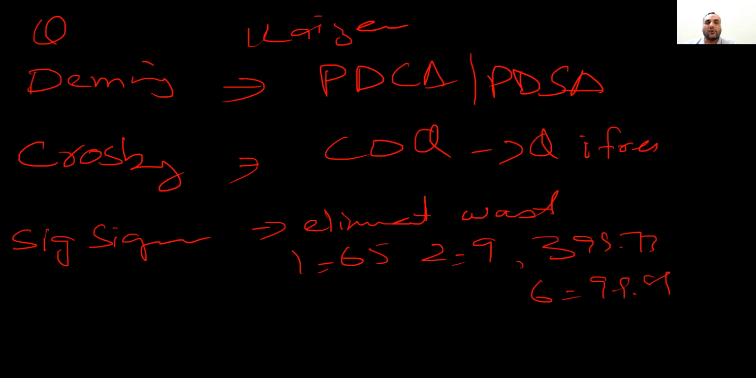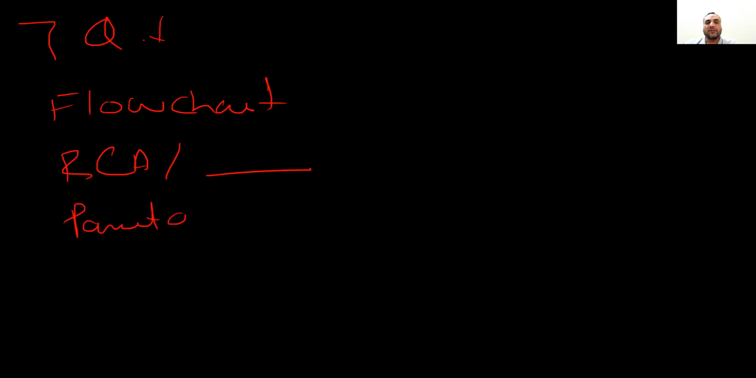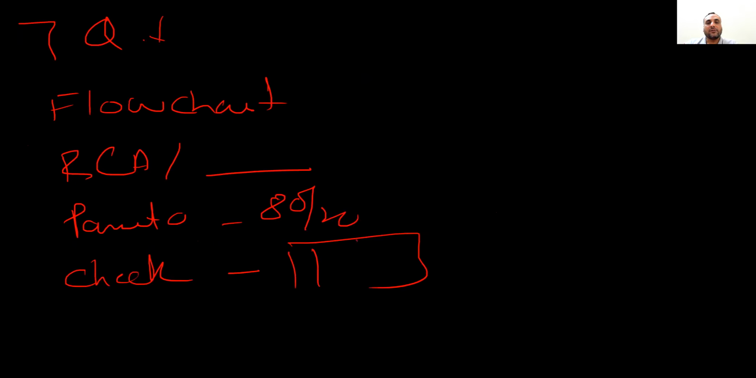Then we have 7 quality tools: flowchart, sequence of operations, root cause analysis or fishbone diagram. We have Pareto or 80-20, which says that the majority of the errors are because of some critical errors. We have check sheets. We note down the progress on a daily basis, so we can make the histogram or bar chart. On that, we can perform Pareto analysis.